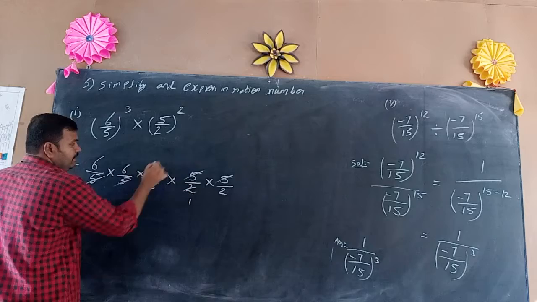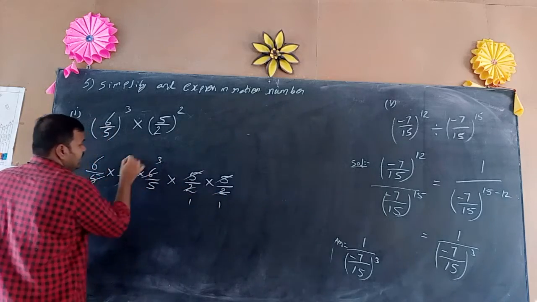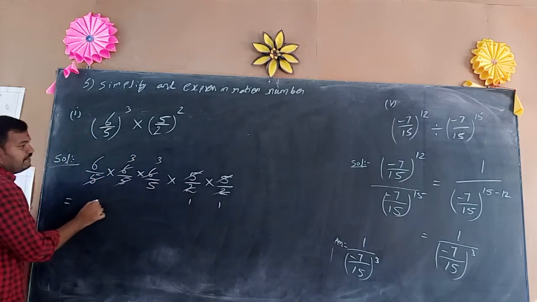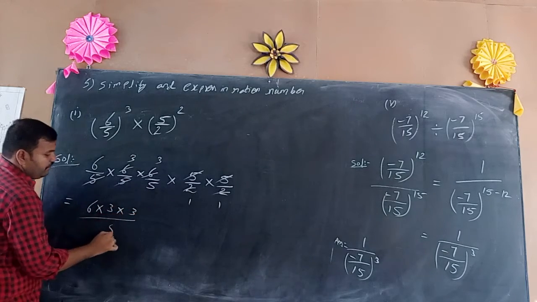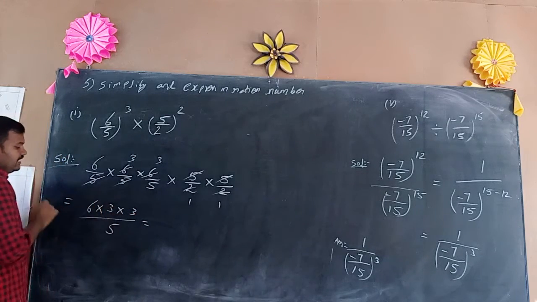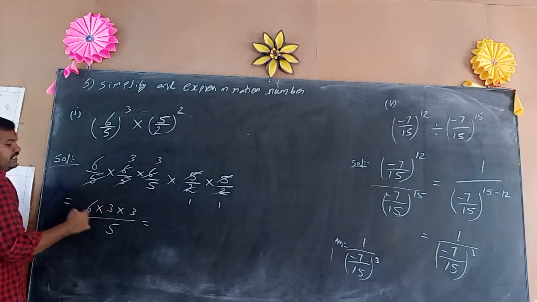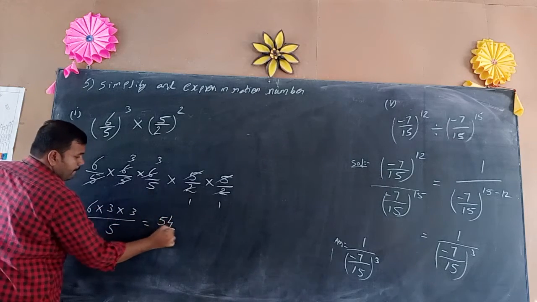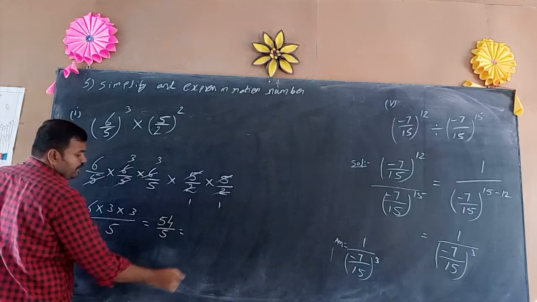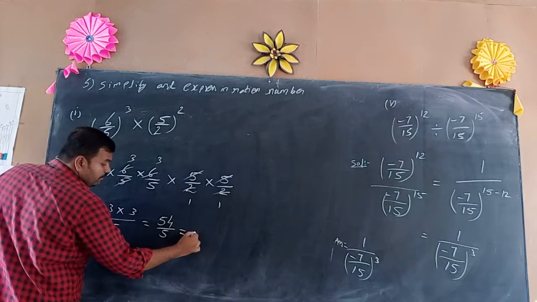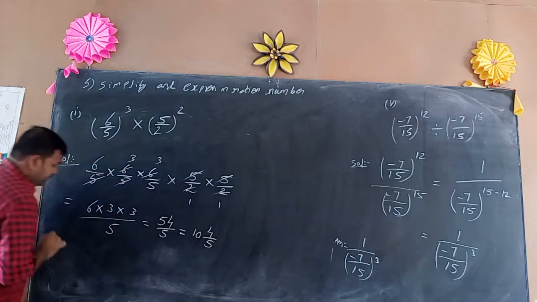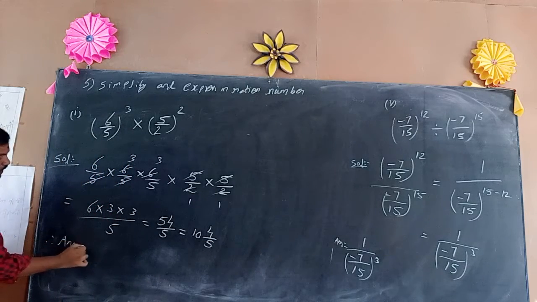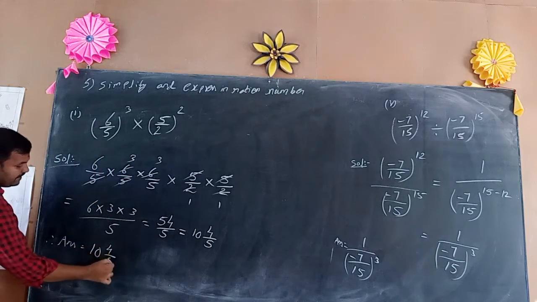2 table 1 time, 3 times. 2 table 1 time, 3 times. So the numerator is having 6 into 3 into 3, and the denominator is having 5. So multiply. 6 3s are 18. So 3 3s are 9, 6 18 3s are 54 by 5. We have to change it into the mixed fraction form. That is 10 4 by 5. Therefore, the answer is equal to 10 4 by 5.